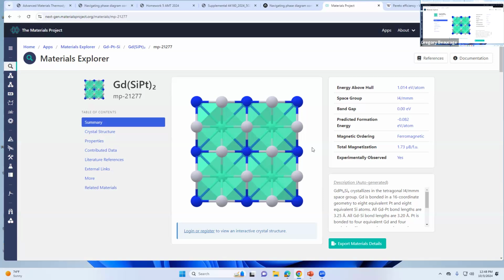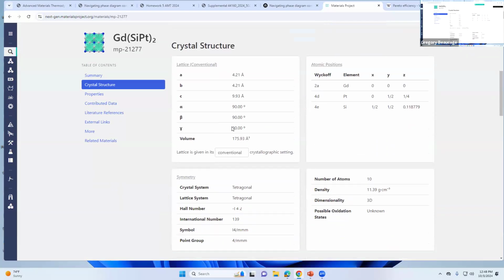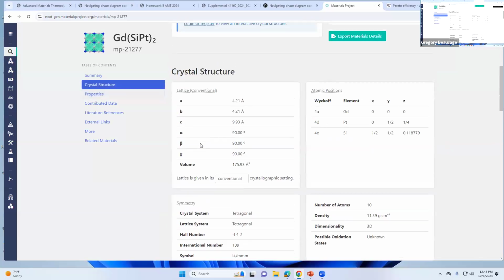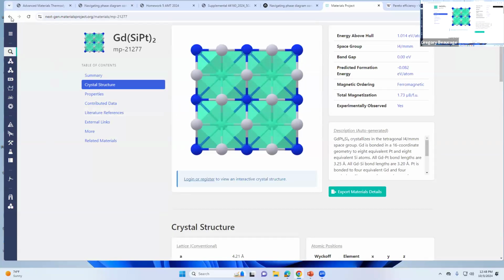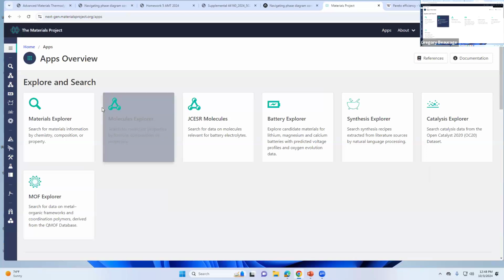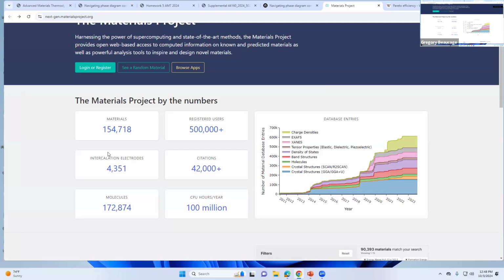It gives a crystal structure. It gives all the thermodynamic information, electronic structure, the spectra for it, heterostructures. Basically, these are examples, but you need to register to get it to actually function. There's apps in this thing too. So this is kind of like a place, if you're doing artificial intelligence and need a bunch of data.